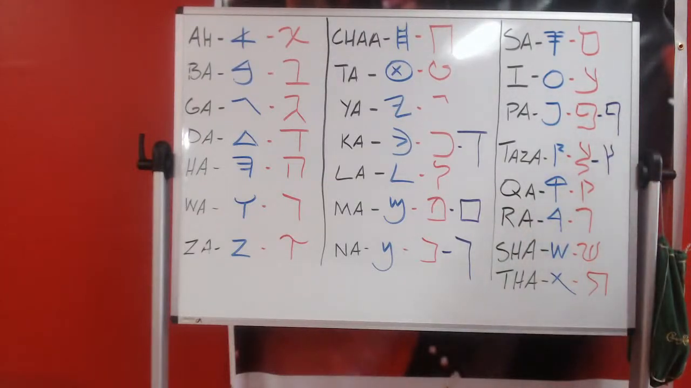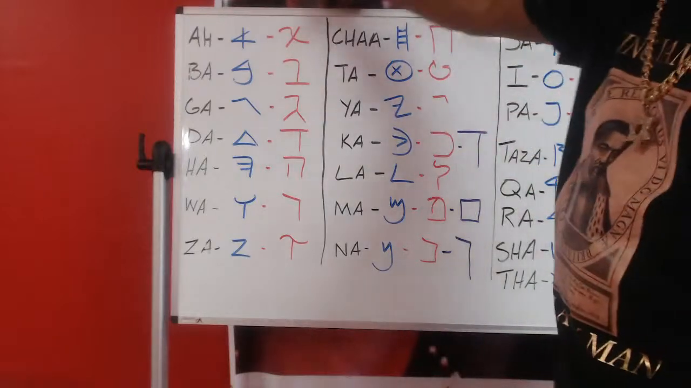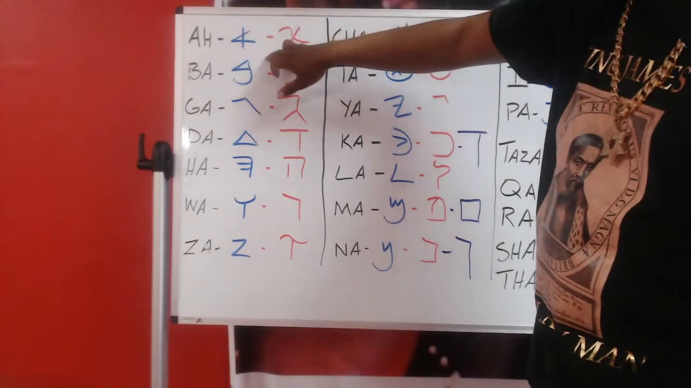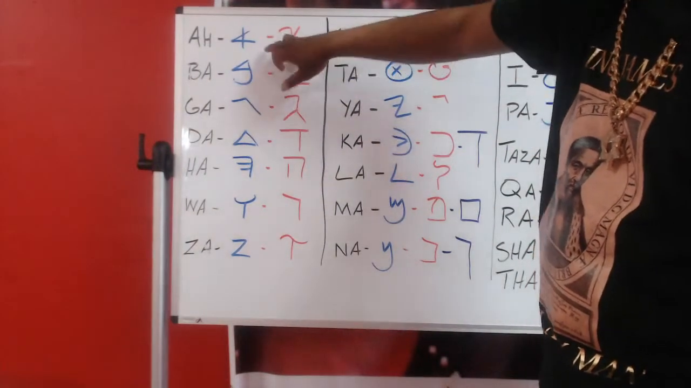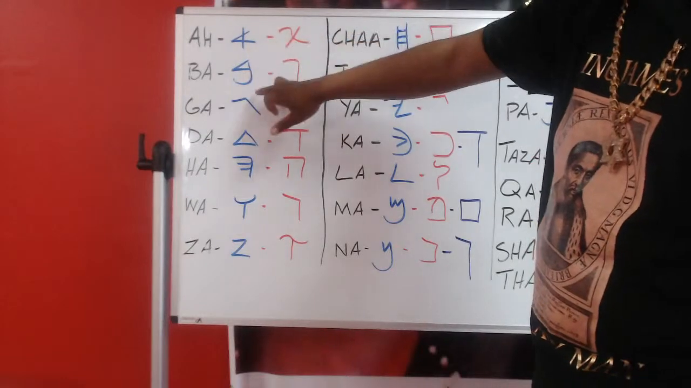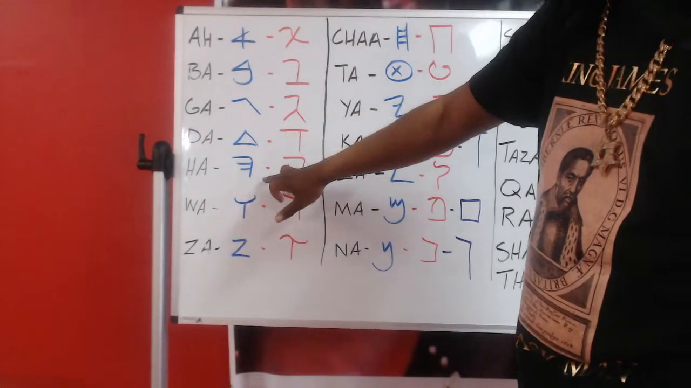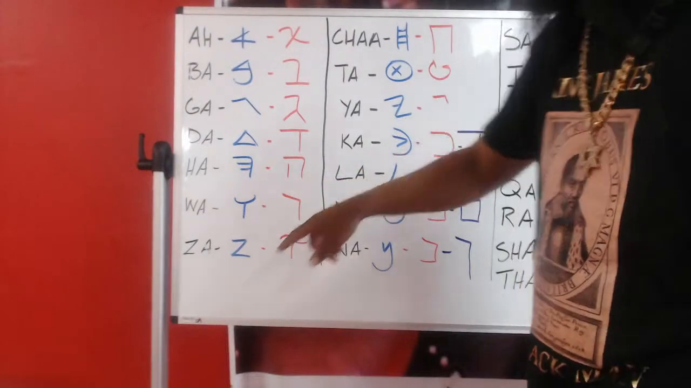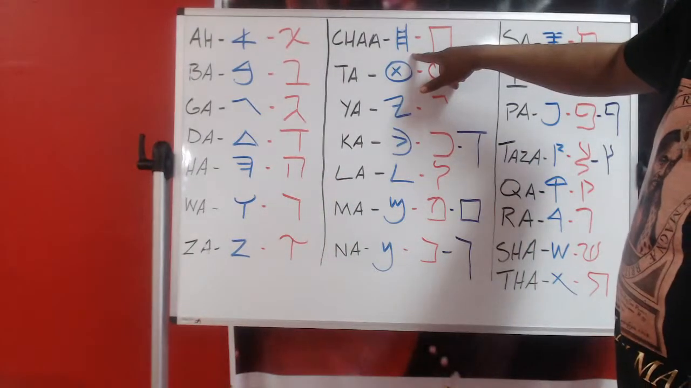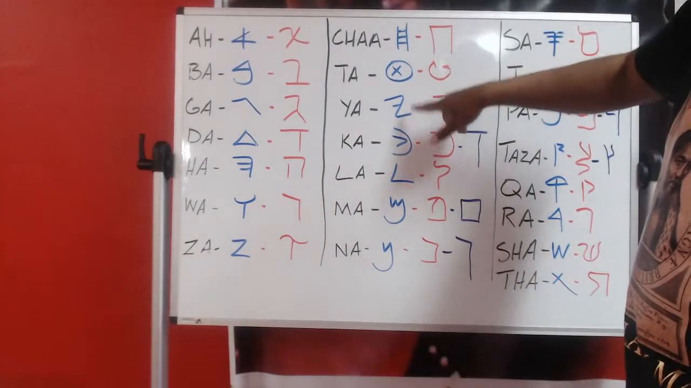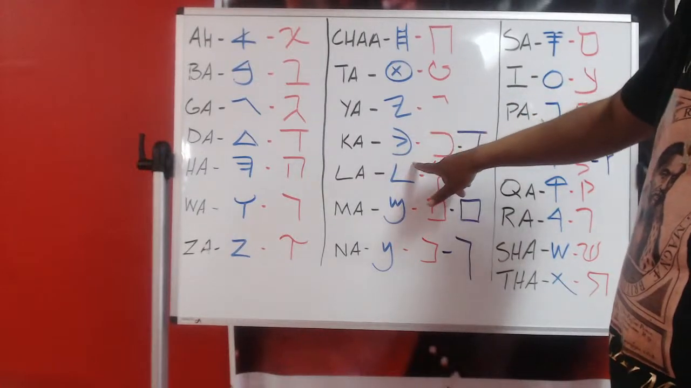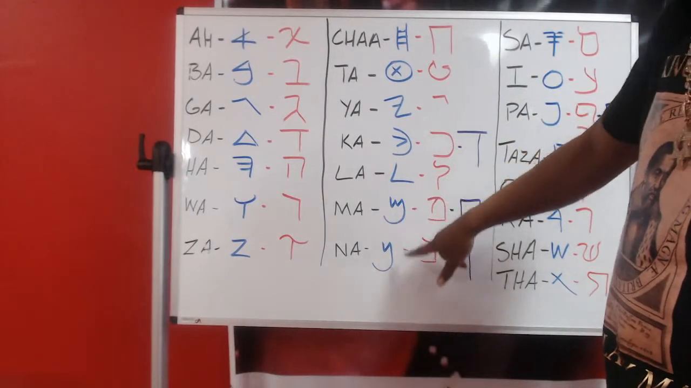Alright? Now, again, going over these letters. In the ancient Hebrew, this is what they look like. A, Ba, Ga, Da, Ha, Wa, Za, Ka, Ta, Ya, Ka, La, Ma, Na.